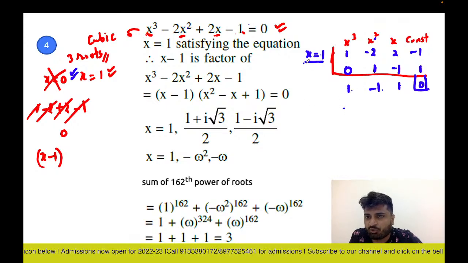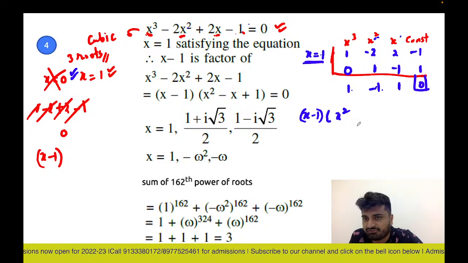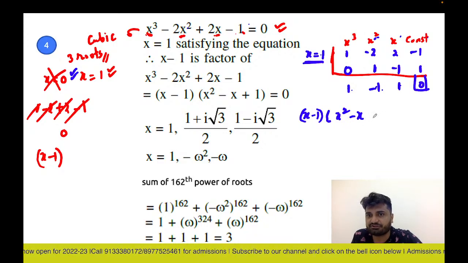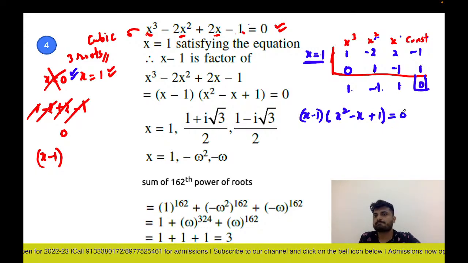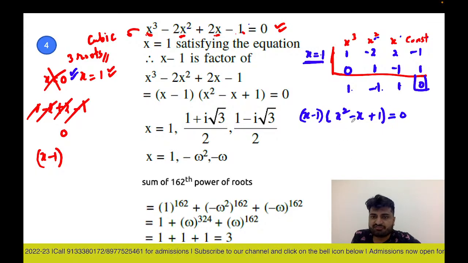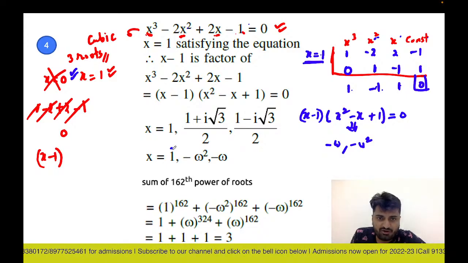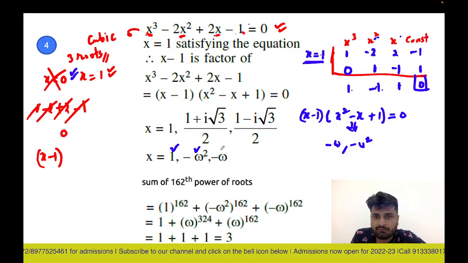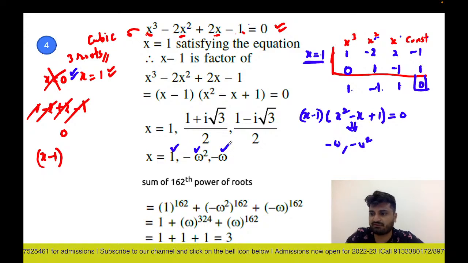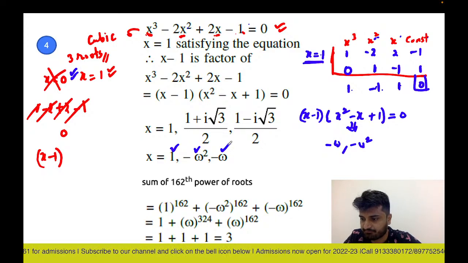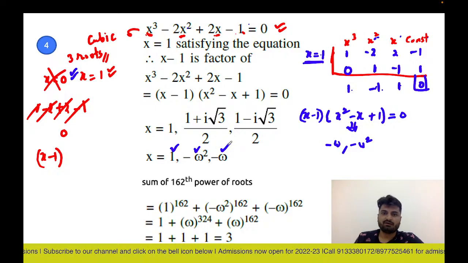So I will get one root we already have, x minus 1. The other root will be, this will be the coefficient of x square, this will be the coefficient of x, and this will be the constant. So now if you simplify this, you will observe that the roots will be minus omega and minus omega square. So the roots here for this equation are 1, minus omega and minus omega square. So you can just simplify this.